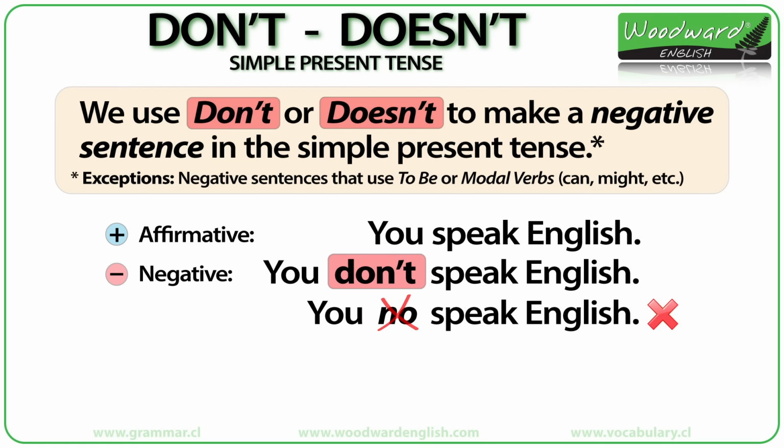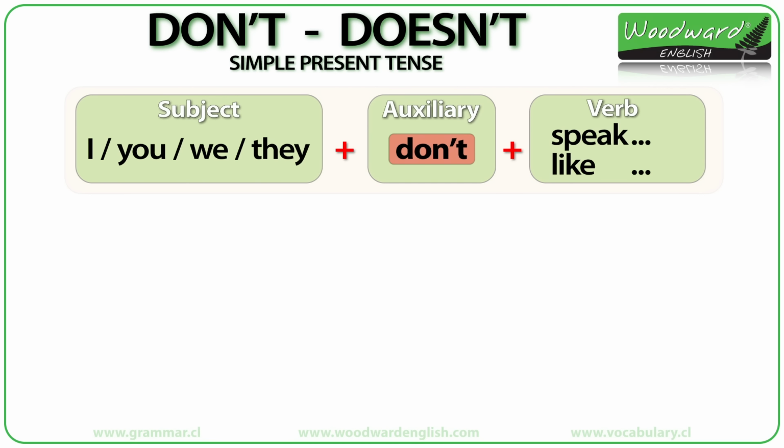We normally use don't or doesn't to make a negative sentence in the simple present tense. Let's look at the difference between don't and doesn't. We use don't when the subject is I, you, we, or they. We add don't between the subject and the verb.